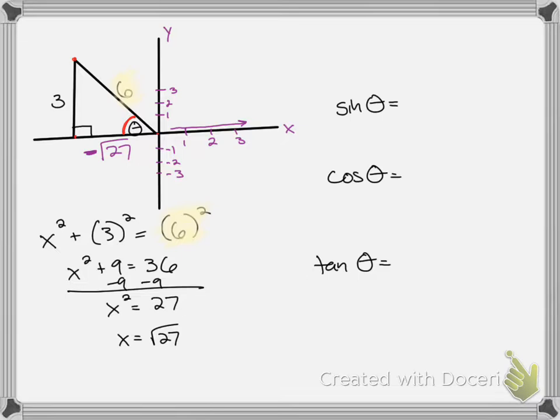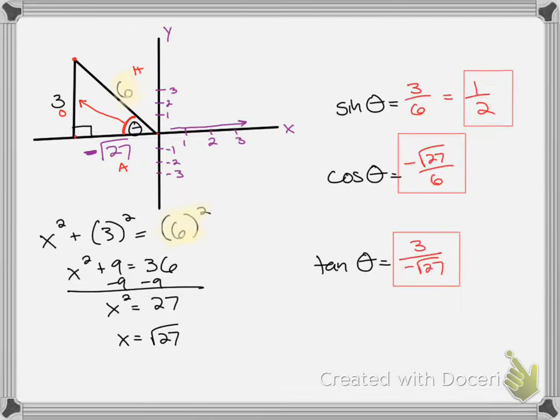Okay, now figure out your SOHCAHTOA. You've got theta. Label your opposite, adjacent, hypotenuse. And see if you can answer the sine, cosine, tangent questions. Pause your video. Check your answers with mine.